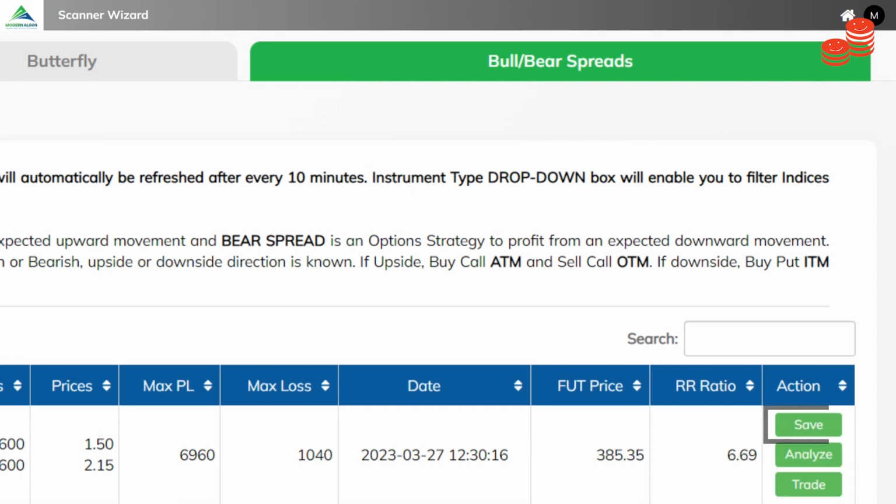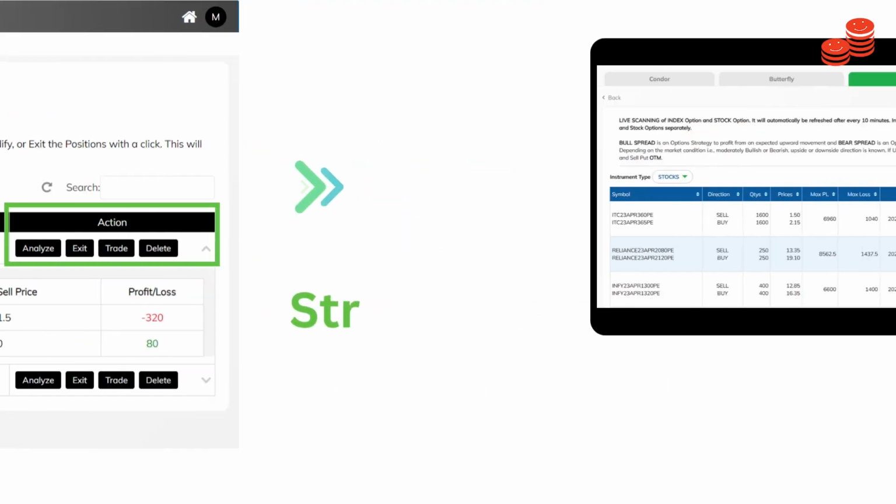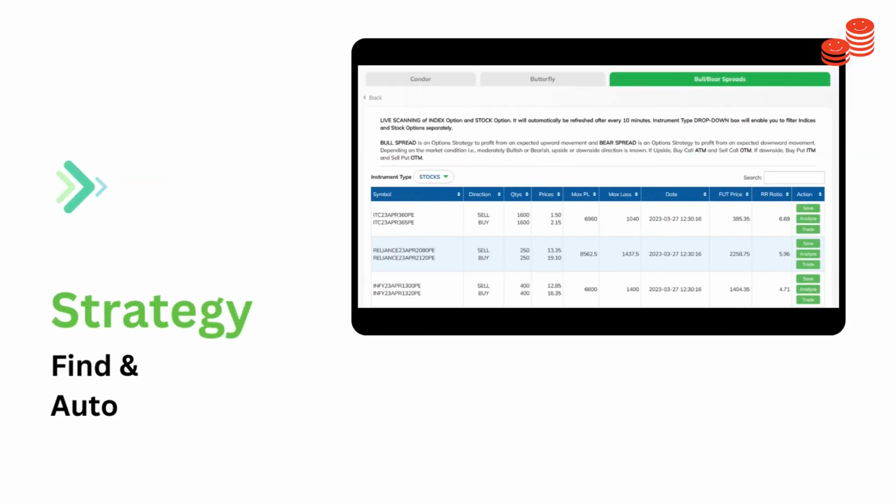You can also save a strategy and analyze its performance in the live market. Here you can view all the saved strategies and directly take decisions with a click from the action column. In this way, you can easily find any market neutral and directional strategy and also start automating your strategy.